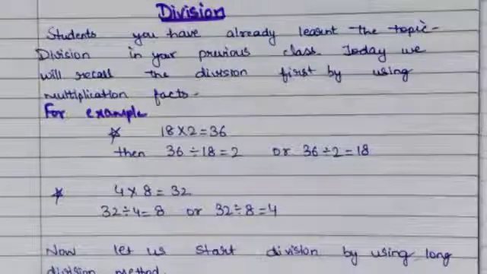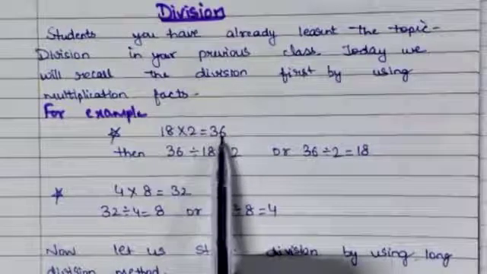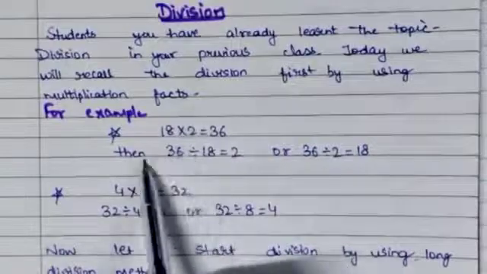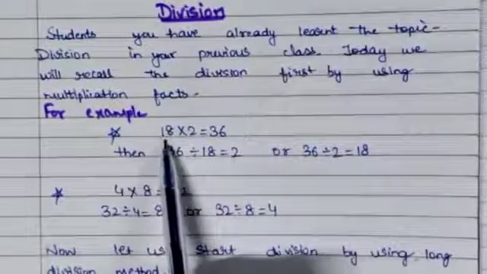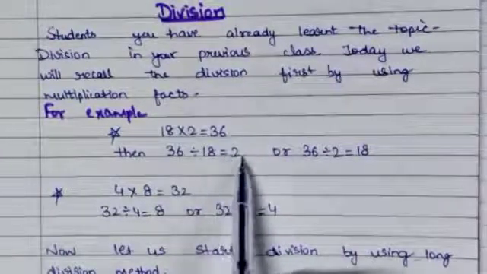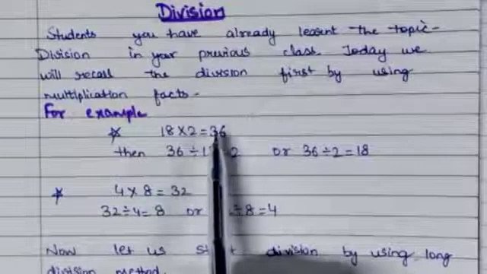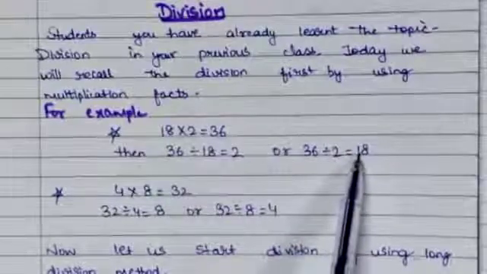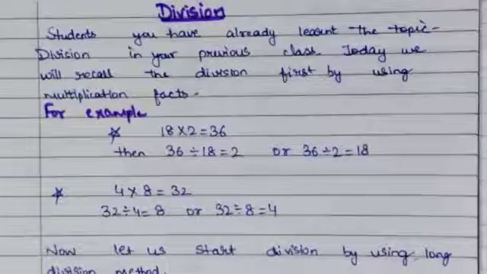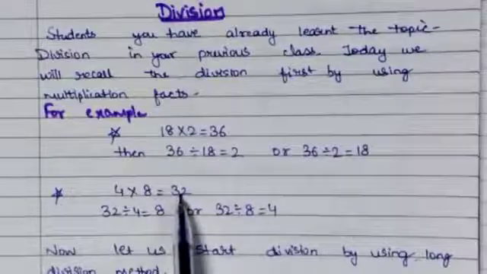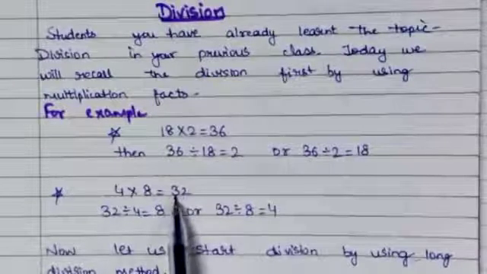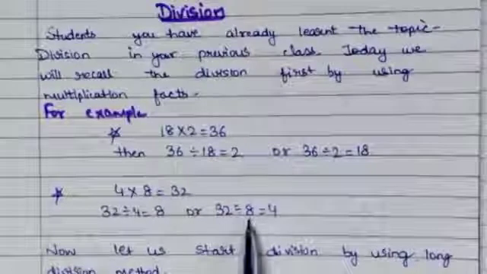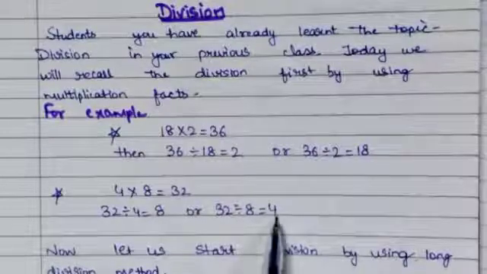For example, 18 into 2 is 36. We all know. Now we can write it like this: 36 divided by 18 gives us 2, or we can also write 36 divided by 2 gives you 18. Another example is 4 into 8 is 32. So we can write 32 divided by 4 is 8, or 32 divided by 8 gives you 4.